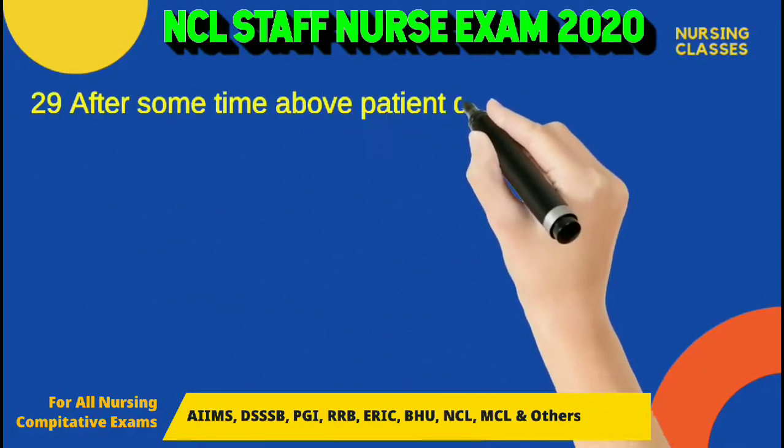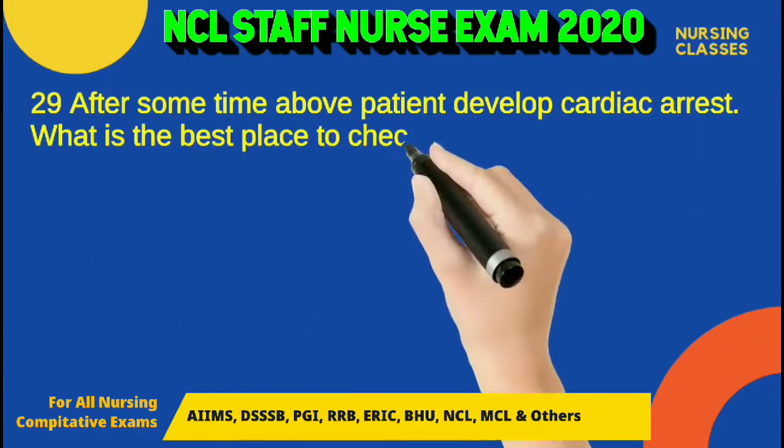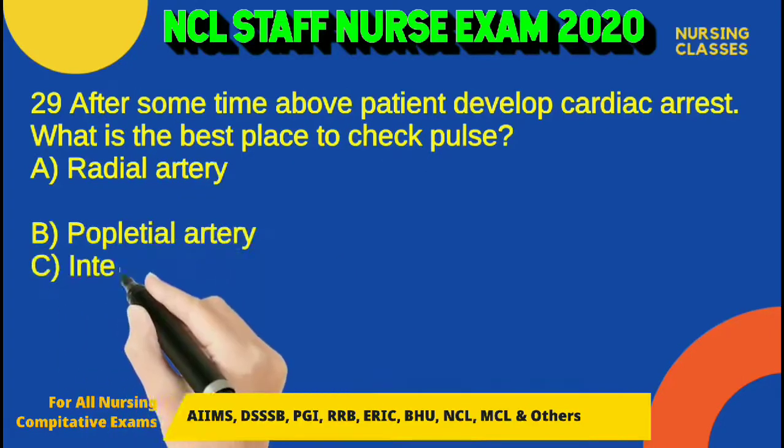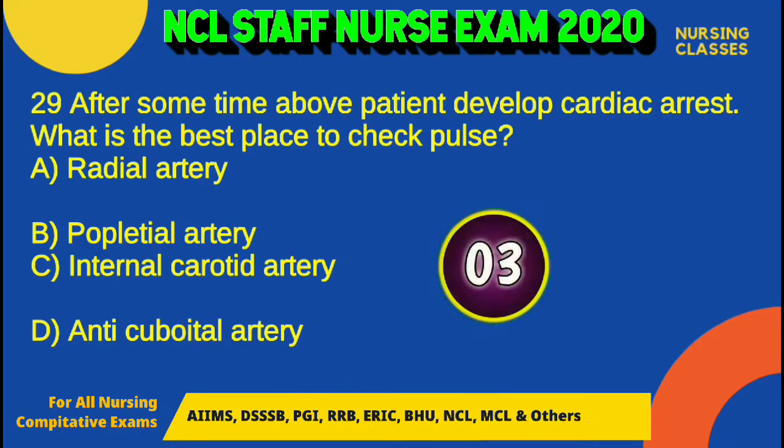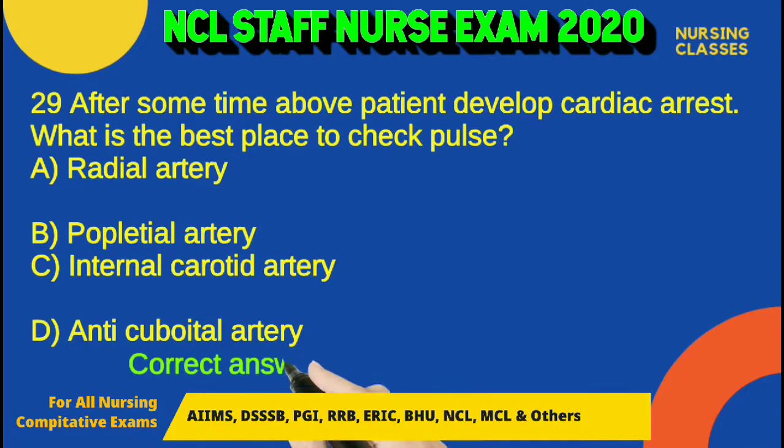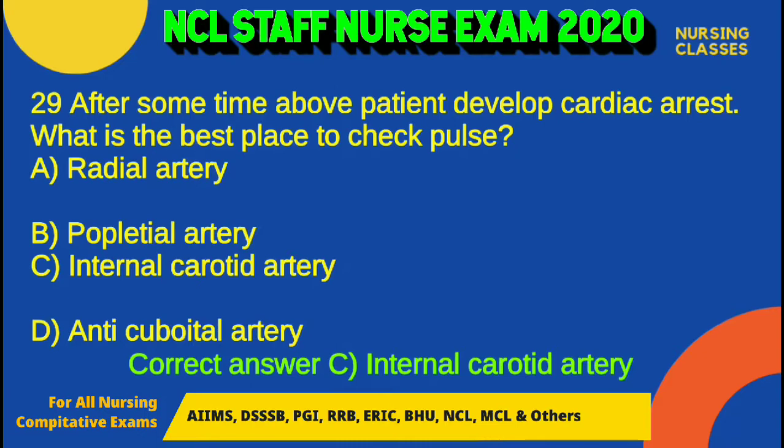29. After some time the above patient develops cardiac arrest. What is the best place to check pulse? A. Radial artery. B. Popliteal artery. C. Internal carotid artery. D. Antecubital artery. Correct answer C. Internal carotid artery.